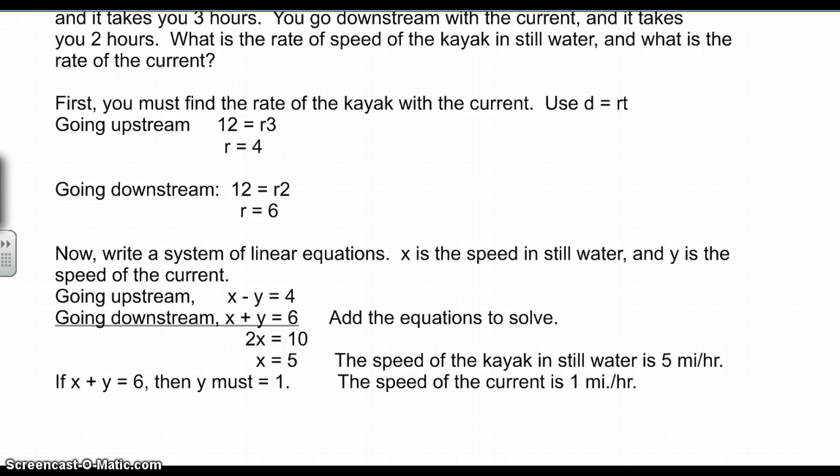Once you have these two equations, you can add them together to solve it. So you get x equals 5. Well, look back at your definition of the variables and you see that x is the speed in still water. So the speed is 5 miles per hour. If you know that x plus y equals 6, then you know y must equal 1. So the speed of the current is 1 mile per hour. So the answer to the problem is the speed of the kayak in still water is 5 miles per hour. The speed of the current is 1 mile per hour. Let's try another one like this.